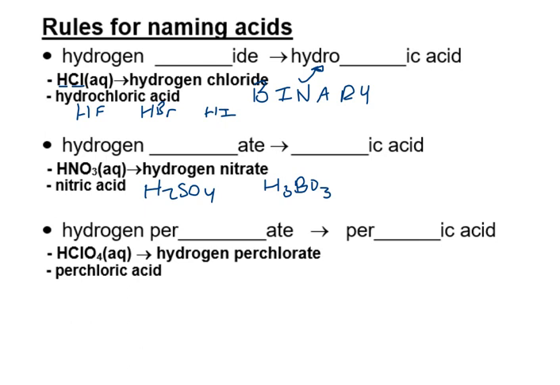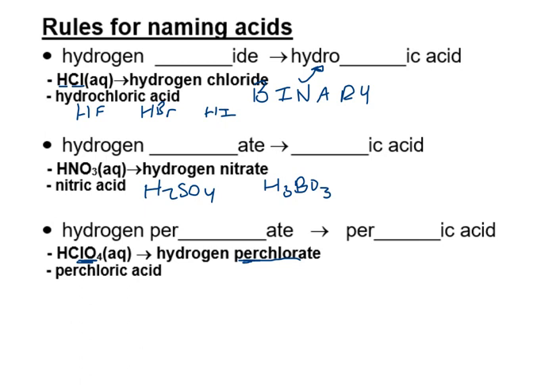What if we had a perchlorate? You know how we had that per at the beginning of the word that made it like the extra version of something? Well, then all you do is you make it per-something-ic acid. So if you had a ClO4, which we know is a perchlorate, call it perchloric acid.